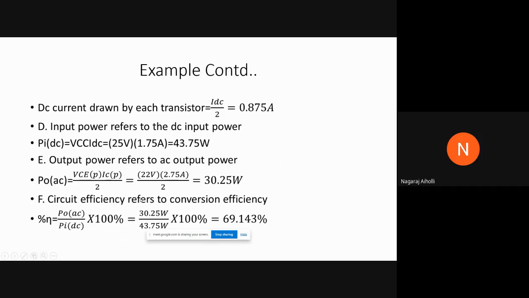And circuit efficiency is nothing but the conversion efficiency. It is percentage eta is P naught AC by PIDC into 100%. We have found out P naught AC, that is 30.25 watt, and input DC power is 43.75 watt. So it is 30.25 divided by 43.75 into 100%. That comes out to 69.143 percentage.